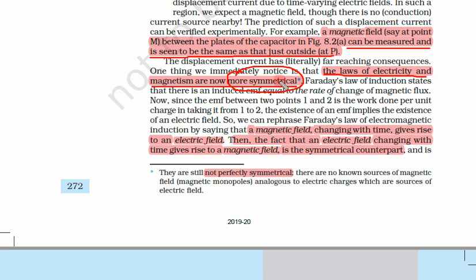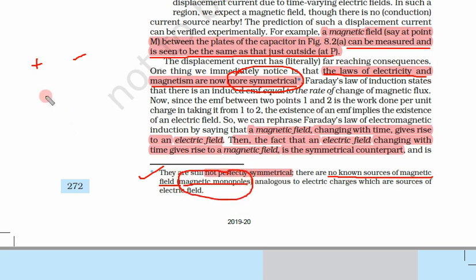So why have they used this word more symmetrical, not completely symmetrical? Because there is still a problem. What is that problem? They are still not perfectly symmetrical because there are no known sources of magnetic field. So we know the sources of electric field, positive and negative charges, but we still don't know the sources of magnetic field, and these magnetic monopoles still have not been found.